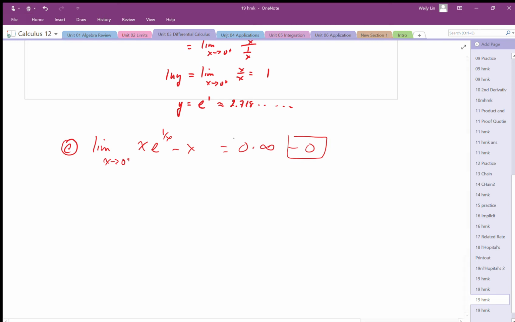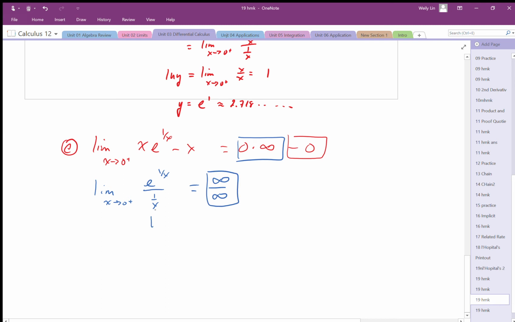What's this 0 times infinity? What we can do then is rewrite this limit. Limit as x goes to 0 from the positive side, e to the 1 over x over 1 over x, minus x. We just need to work out this ratio here. The minus x is going to become 0, so we don't need to consider that. This becomes infinity over infinity type, so we have the condition to apply L'Hopital's.